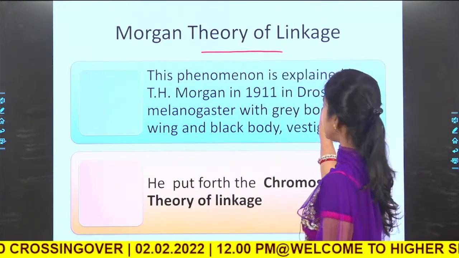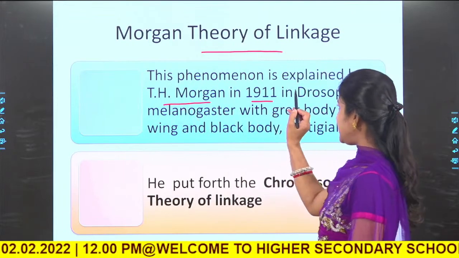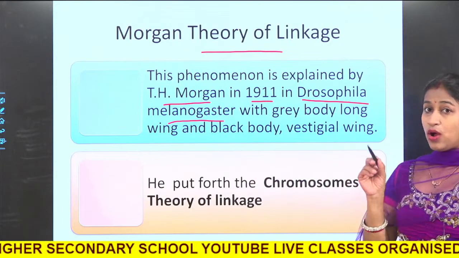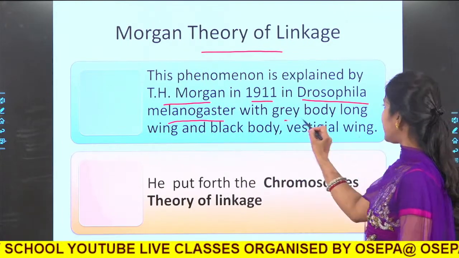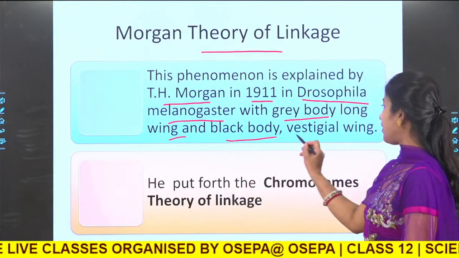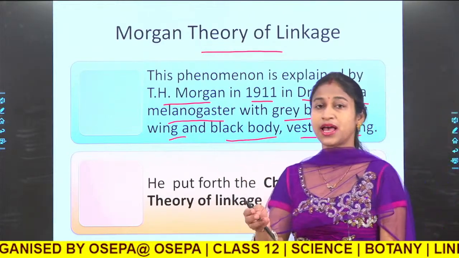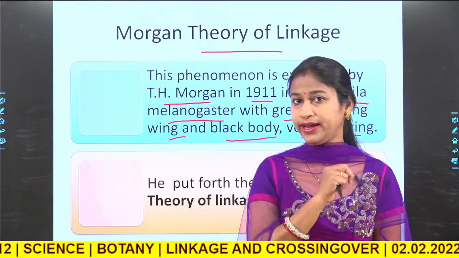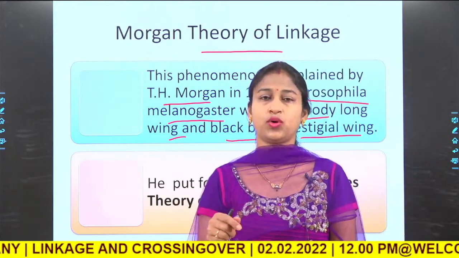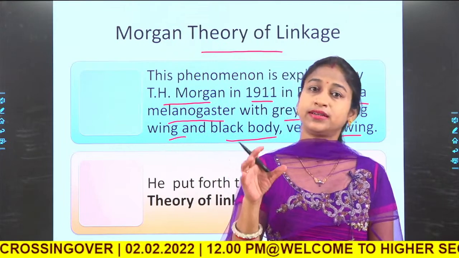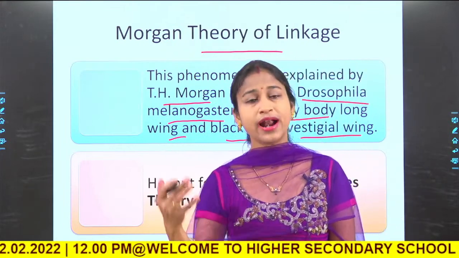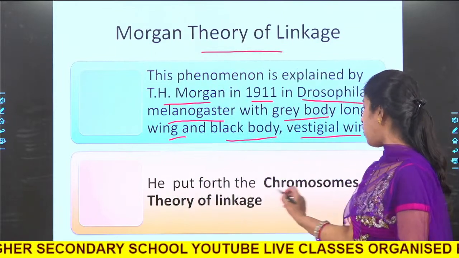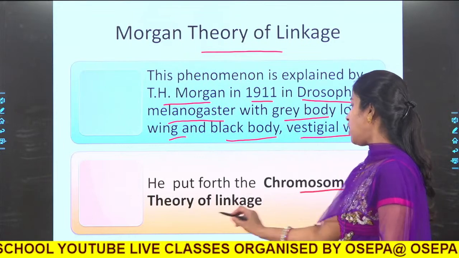The phenomenon was explained by T.H. Morgan in 1911 while working on Drosophila melanogaster. He found that it has a grey body and long wing, and a black body and vestigial wing, two different types, and these combinations always come together. Now he found a complete linkage. So from this he proposed that traits can also be linked together and inherited together as a unit. So he put forth the chromosome theory of linkage.